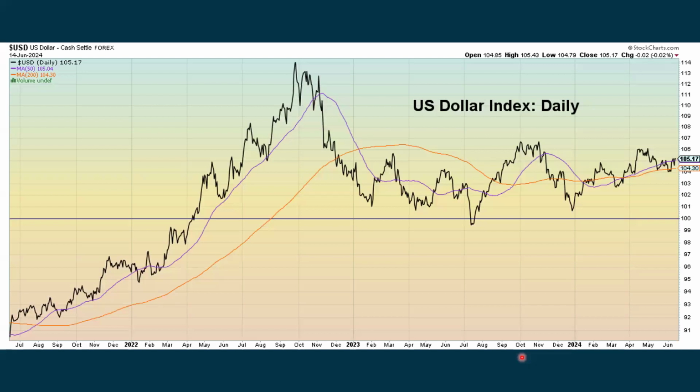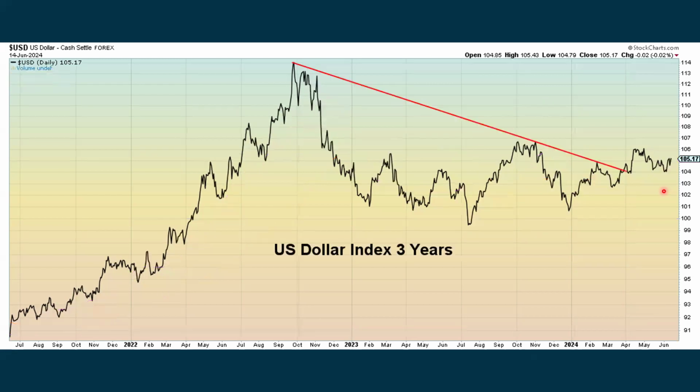Here is the dollar all by itself, where it's in an uptrend on the daily chart. We did see some weakness, which has been giving some support to stocks, but now that it's getting back up into the 105 range, if it keeps going up, that could be more negative for stocks, since stocks prefer a weaker dollar for exchange rates and also for import and export prices. It works more to companies' favor if the dollar is going down.